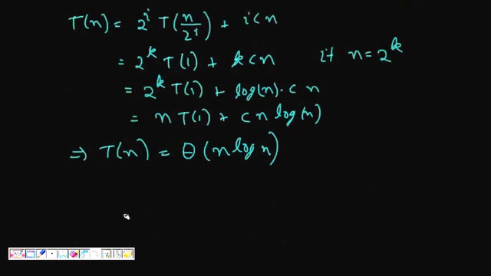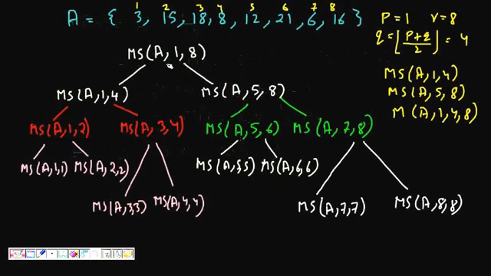So A[1..8] is called, then it sees that p is less than r, so MS A[1..4] is called. This in turn will call MS on A[1..4], where the mid element is (1+4)/2, which is 5 by 2, that is 2.5, and the floor is 2. So MS A[1..2] is called, and MS A[3..4] is called.